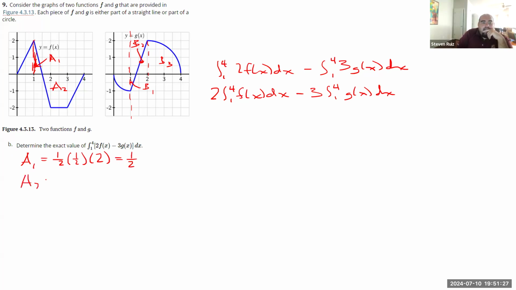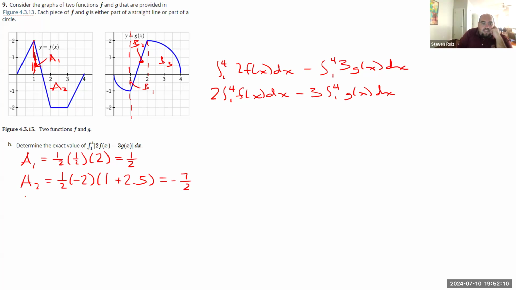And then area 2 is a trapezoid. How do we find those areas? So it's going to be 1/2 times the height, which is not 2, but -2, times the sum of the two bases. So the lower base goes from 2 to 3, that's 1. The upper base goes from 1.5 to 4, that's 2.5. So what does that become? -1 times 3.5, so -7/2.